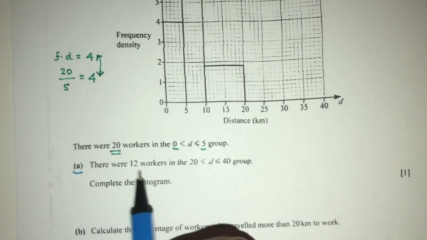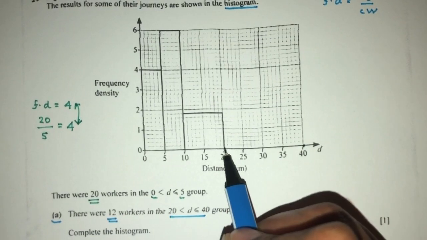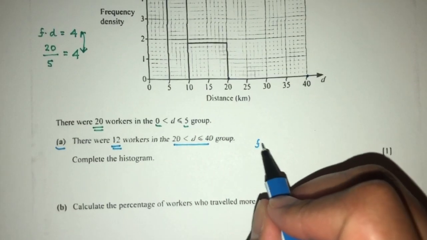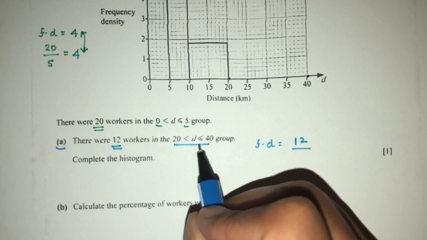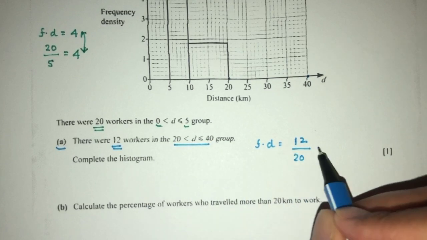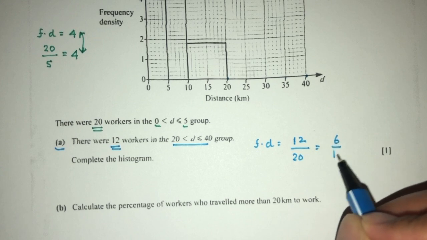Now part A, there were 12 workers in this group. So 20 to 40, there are 12 workers. We have to find the value of FD. That will be frequency, 12, divided by class width, 40 minus 20, that should be 20. Divided by 20, that should be 12 over 20, which is 6 over 10, that should be 0.6.